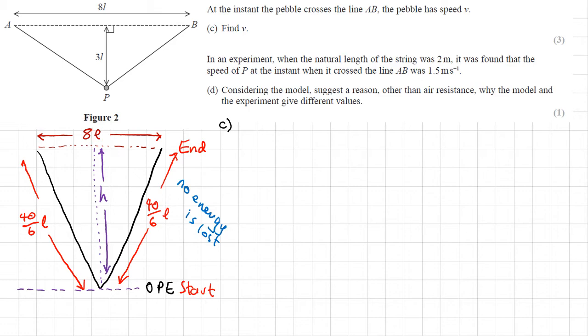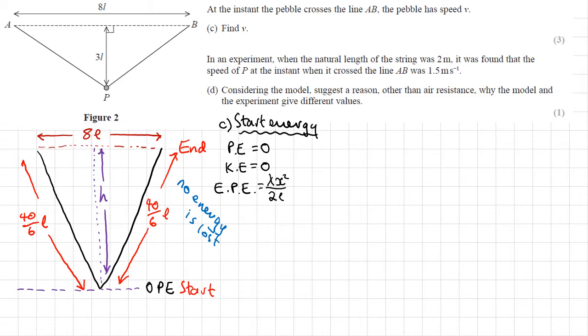So we're going to start by working out the start energy. So how much energy is at the start of this? And that's down here. Well, it's at the bottom. That's the point we're calling 0 PE, so there's no potential energy. KE is zero as it's released from rest. The only energy we have is elastic potential energy, and that's going to be lambda x squared over 2L. Now remember from the previous part of the question, we've got the modulus of elasticity lambda as 10 over 3 mg.